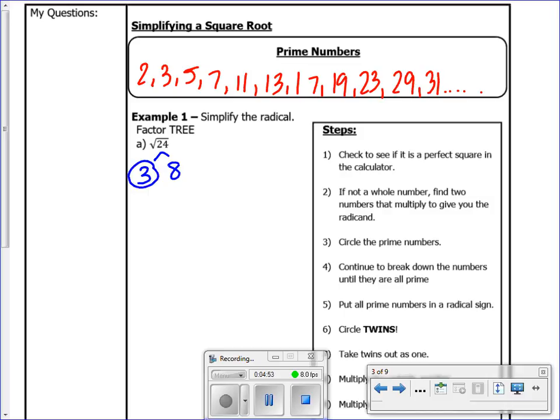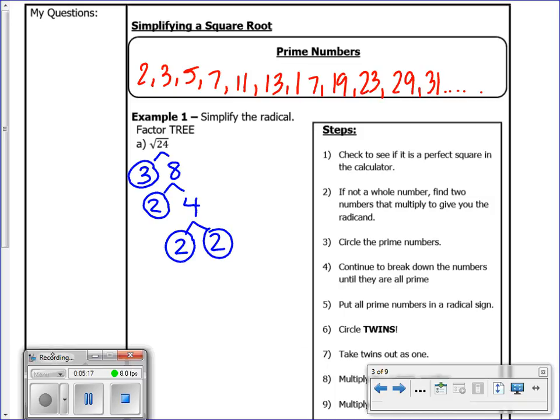That means that I cannot break down this number any further. Now we're going to break down 8. 8 breaks down to 2 and 4. Out of 2 and 4, 2 is my prime number, so I'm going to circle it. And then we have 4. 4 breaks down to 2 and 2. Both are prime numbers.